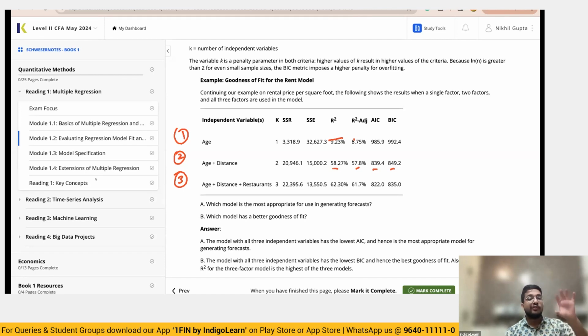Generating forecast. For forecast, I want to check the model with the lowest AIC. Which model has the lowest AIC in this case? So 3. Third one, right? So definitely we are going to use the third model when it comes to having a model with a good forecast. And better goodness of fit is always in BIC.